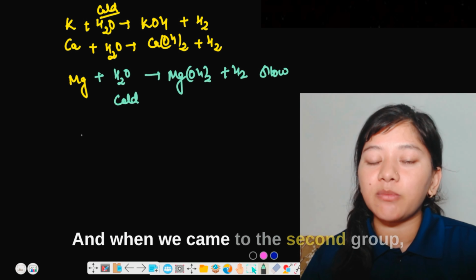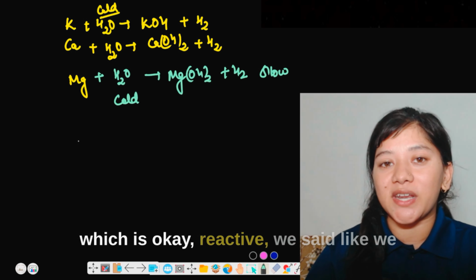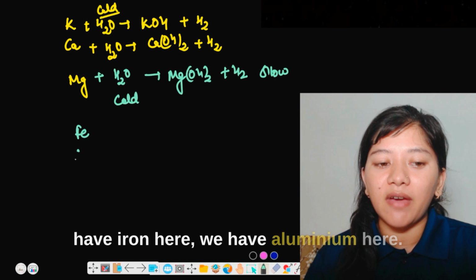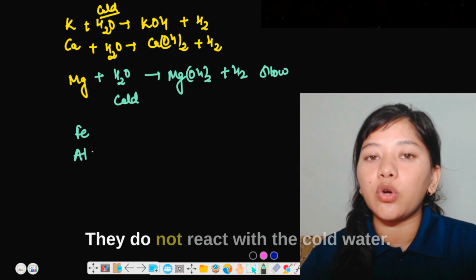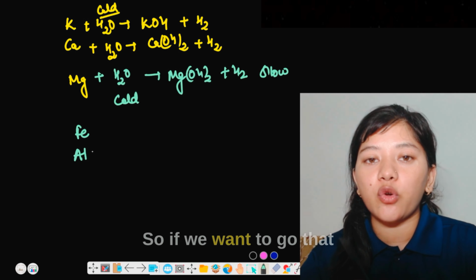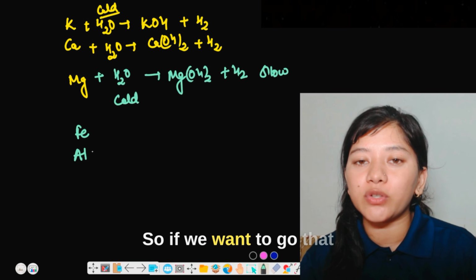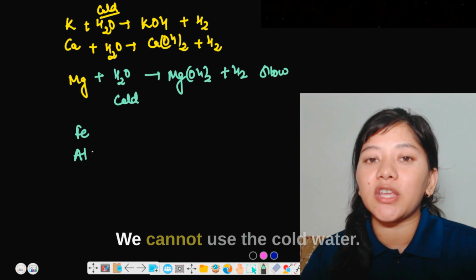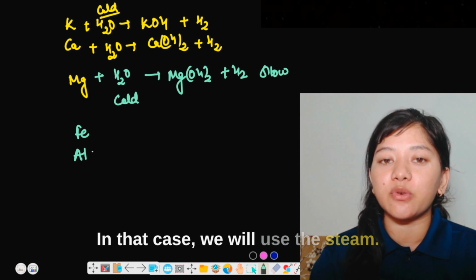And when we come to the second group, the moderately reactive one, we said we have iron here and aluminium here, they do not react with cold water. If we want to carry out that reaction, we want to react them with water, we cannot use cold water. In that case, we will use steam.